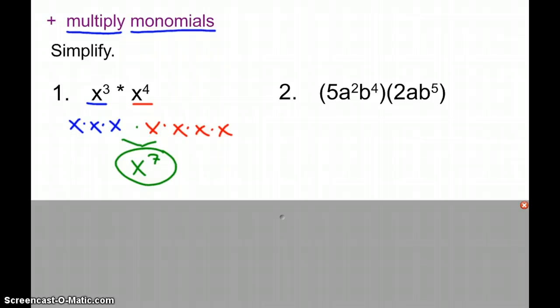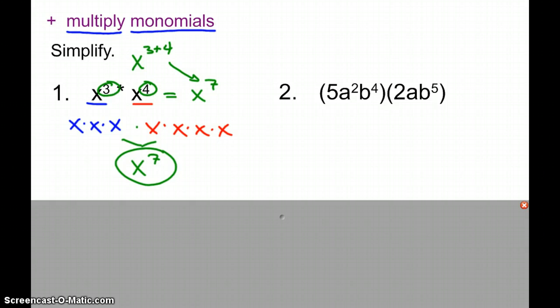Now, if you recall from prior knowledge or previous classes, if we start with x to the third and x to the fourth, that becomes x to the 7th power by taking the 3 and the 4 and adding the exponents together.